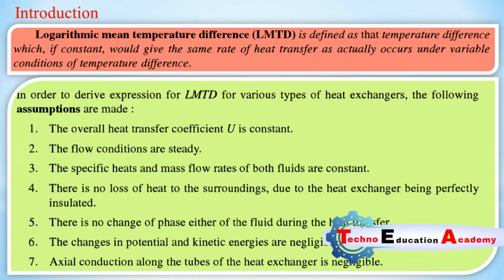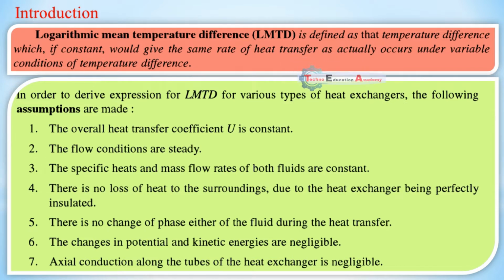The third one is that the specific heat and mass flow rate of both fluids are constant. As we know, specific heat is a function of temperature and it changes continuously, but for simplicity, here we consider the specific heats Cp and Cv, at constant pressure and constant volume, not to change, and the flow rate is also constant. There is no loss of heat to the surroundings, as the heat exchanger is perfectly insulated. So there is no exchange of heat between the system and surroundings, and the heat exchanger will not reject heat to the surroundings.